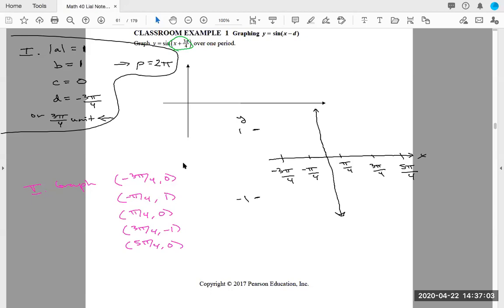Okay, so here we go. We're going to graph -3 pi over 4, 0; negative pi over 4, 1; pi over 4, 0; 3 pi over 4, -1; and 5 pi over 4, 0. Okay, so that's the graph of y equals sine of x plus 3 pi over 4.